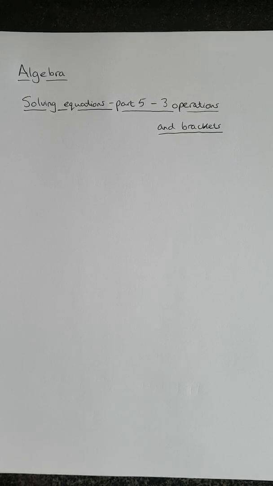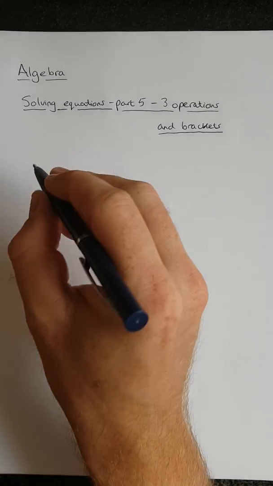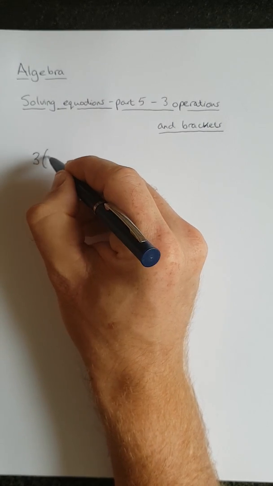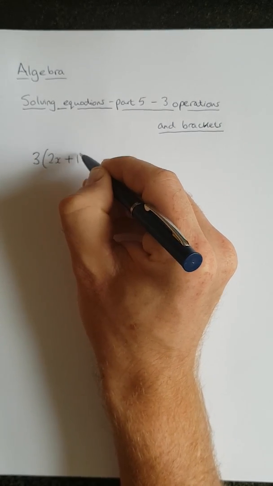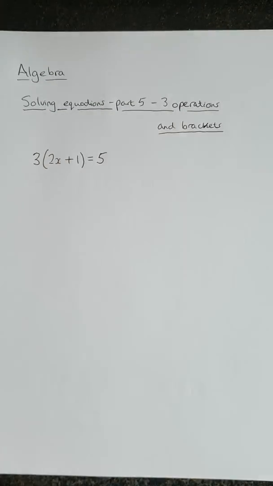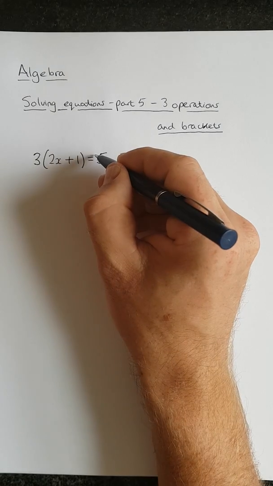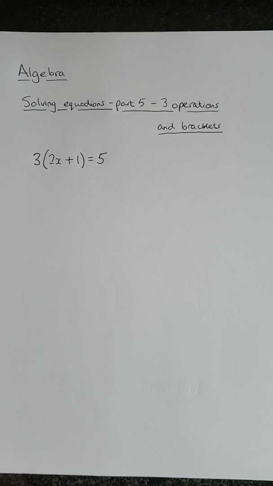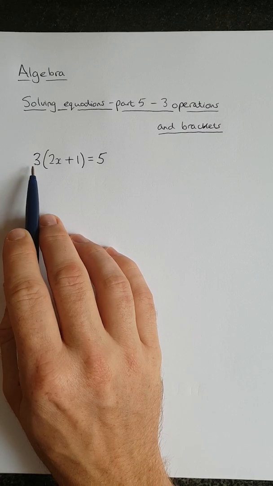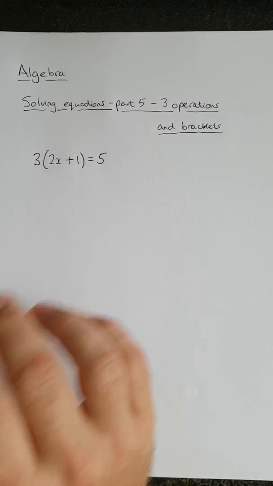It's time we started practicing some three operations and brackets mixed together. So, what do you notice straight away? Well, hopefully you notice that 3 multiplied by something doesn't make 5.